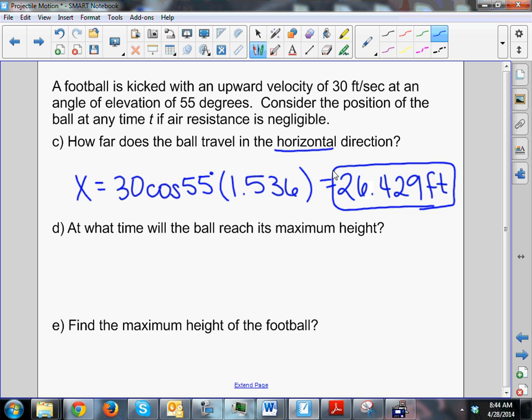Okay, this is in feet. How many feet are in a yard? 3. So take this times 3. That's how many yards it goes. It's like 80 yards. Yeah. 5 by 3. Conversions.